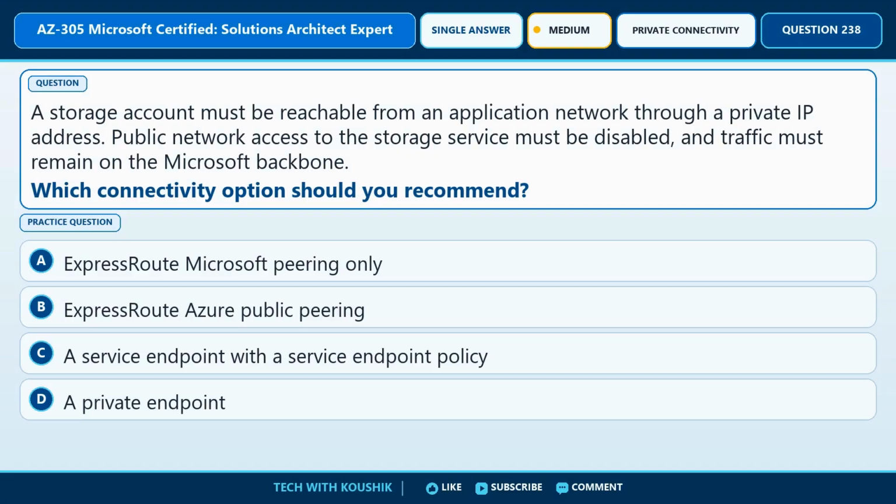Review question number 238 carefully. Review the scenario carefully. A storage account must be reachable from an application network through a private IP address. Public network access to the storage service must be disabled, and traffic must remain on the Microsoft backbone. Which connectivity option should you recommend? Compare the following options. Option A is ExpressRoute Microsoft peering only. Option B is ExpressRoute Azure Public Peering. Option C is a service endpoint with a service endpoint policy. Option D is a private endpoint.